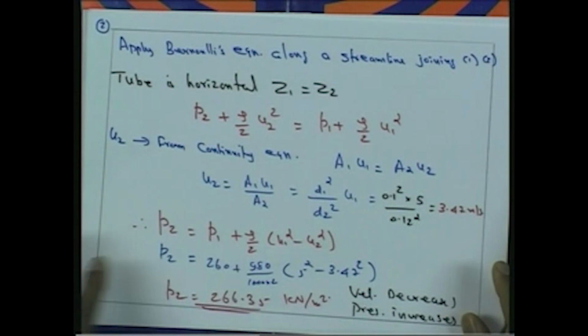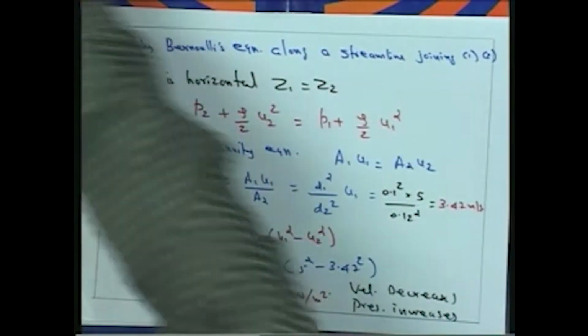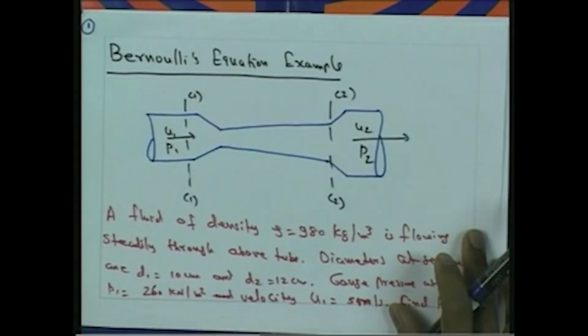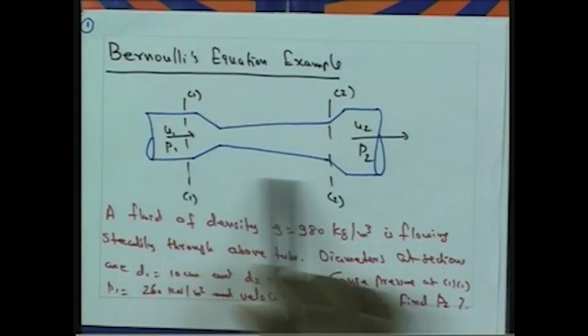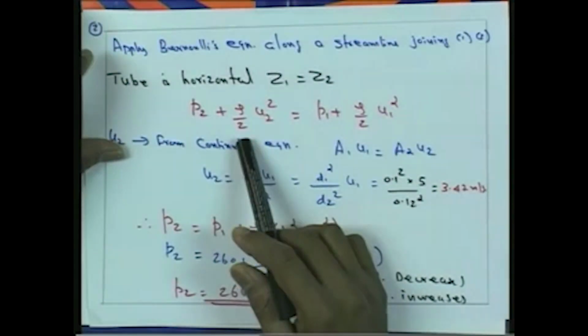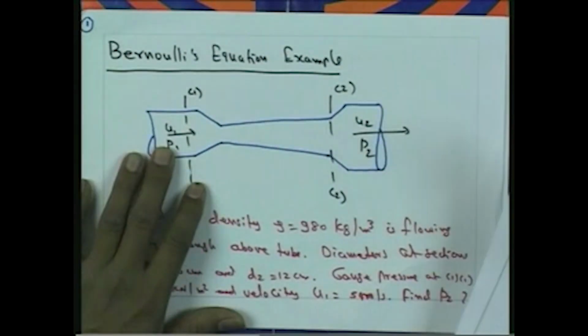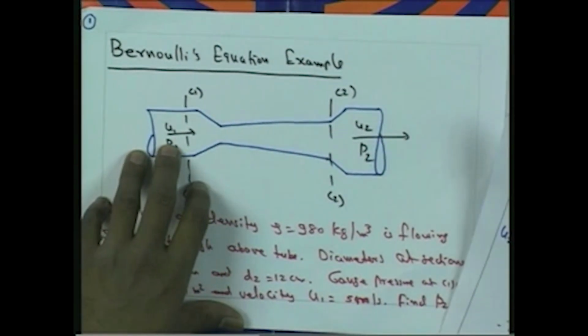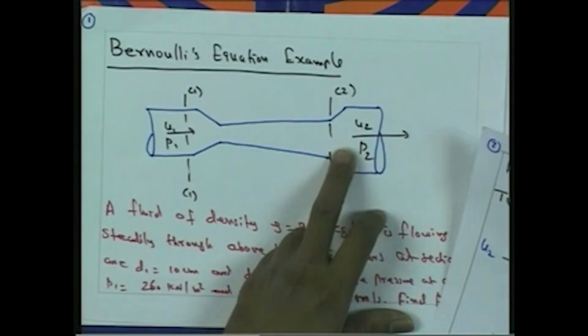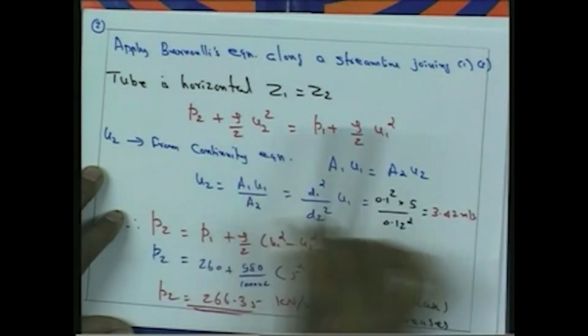So we will apply the Bernoulli's equation along the streamline joining 1 and 2. As shown in this figure, the tube is assumed to be horizontal, so Z1 is equal to Z2. The general equation we can write with respect to Bernoulli's equation: P2 plus rho by 2 U2 square is equal to P1 plus rho by 2 U1 square. You can see here that for sections 1 and 2 we are equating the pressure head and the velocity head. Z1 is equal to Z2, so the datum head is not to be considered. Here U is the velocity and P is the pressure.